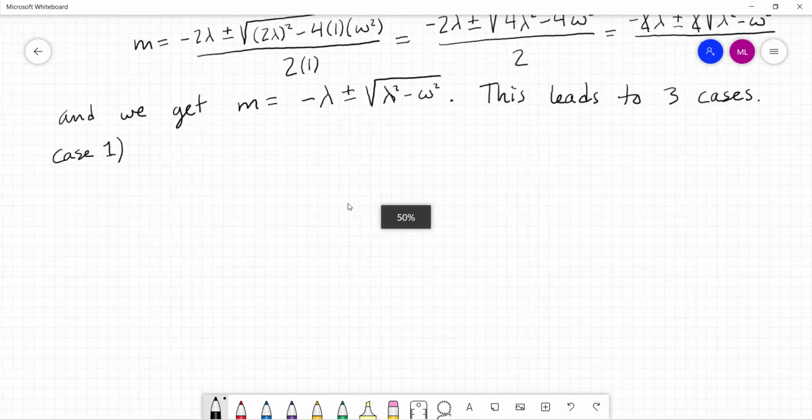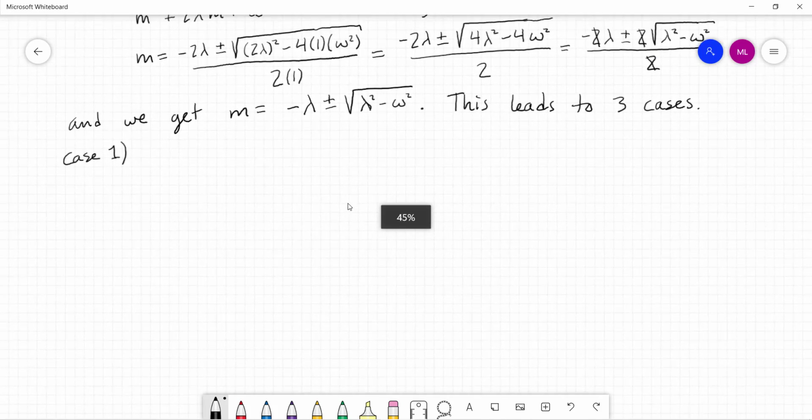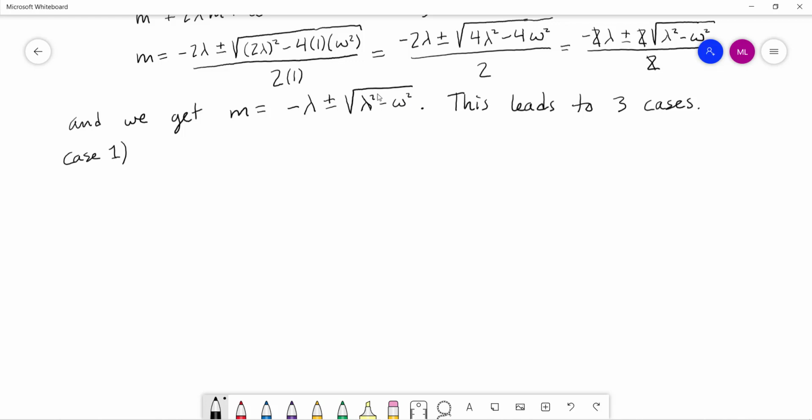So the first case, let's pick that this term inside of the square root is a positive term. So let's pick lambda squared minus omega squared to be greater than 0. That's our first case. This corresponds to what we call the overdamped case. And we'll see that in a minute.